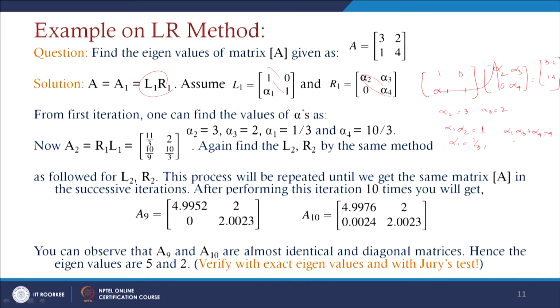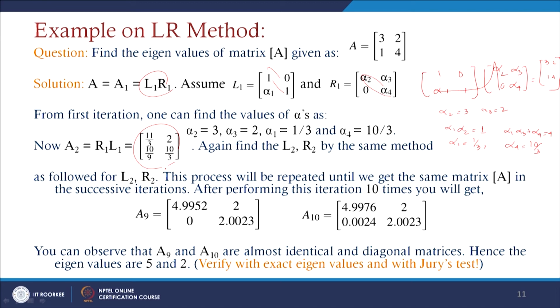And if you calculate alpha 4 by putting alpha 1 and alpha 3, we will have this value, 10 by 3. Now, if you go for the calculation of A2, it can be written as R1 and L1. If you take the product, you can simply get this matrix here. Similarly, we go for the calculation of L2 and R2 by the same method, and this process will be repeated until we get the same matrix A in successive iterations.